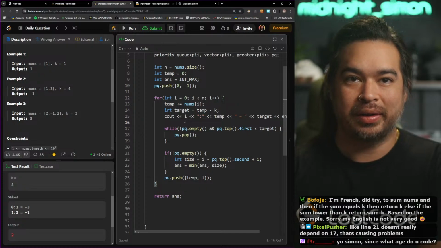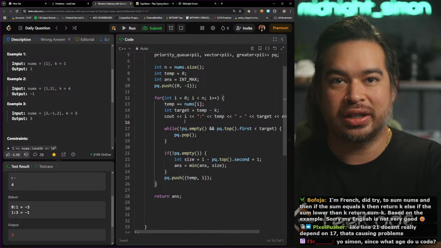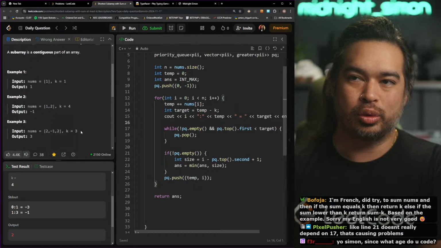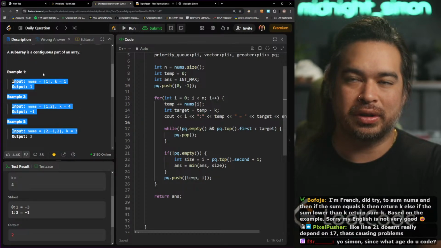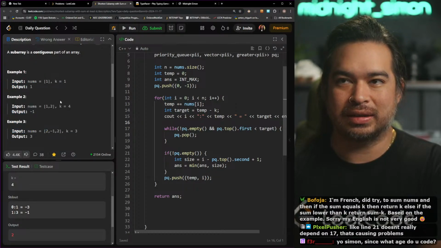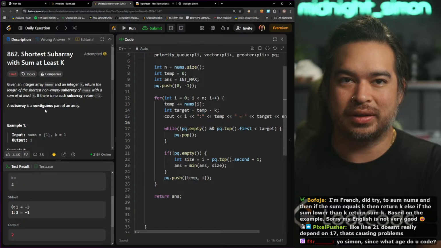Bofoja says: try to sum nums, and then if the sum equals k, then return k, else if sum is lower than k, return sum minus k. Based on it. Yeah, I think the examples are super basic and it doesn't cover a lot of the edge cases. But this problem is a little bit tough.